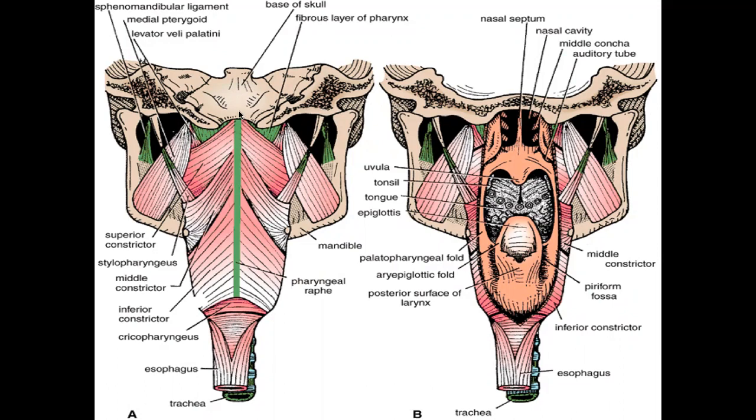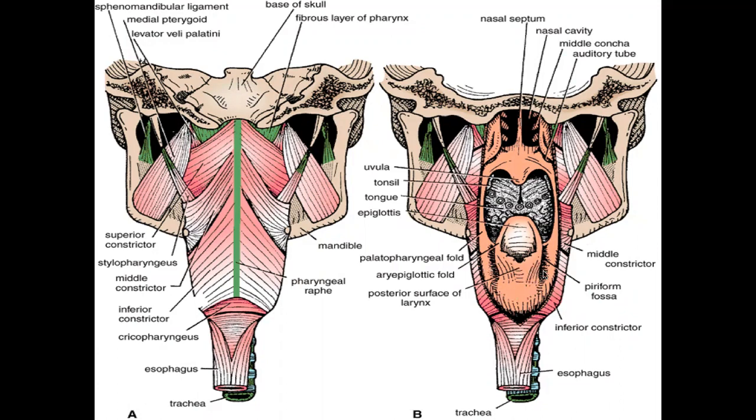Now, if you take out a section, what we are doing is cutting from the back side, opening it and looking into the pharynx from the back side. So see here, we made a slice, we cut down and opened it, and we are looking into the pharynx from the back side. This is the nasopharynx. This is the oropharynx. You can see the tongue here, and this is the laryngopharynx.